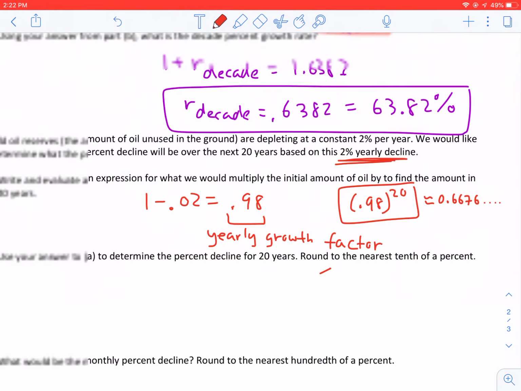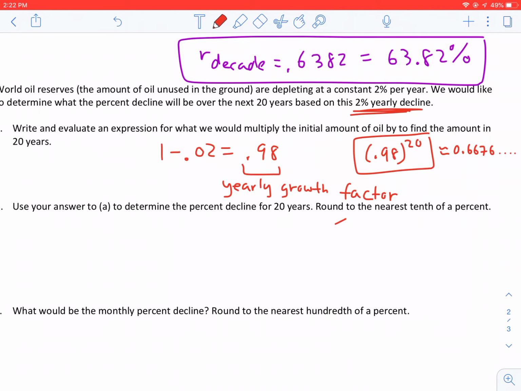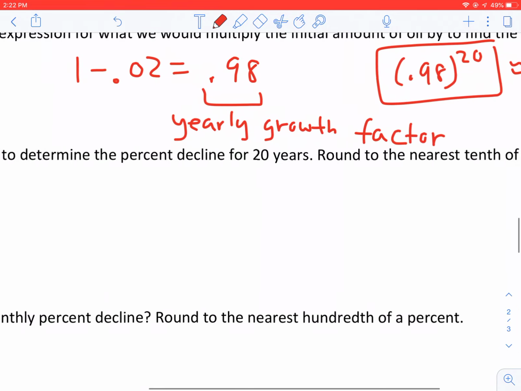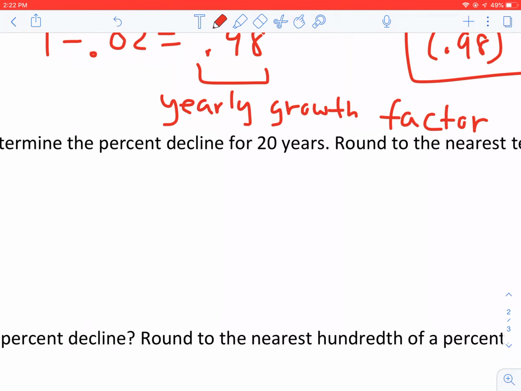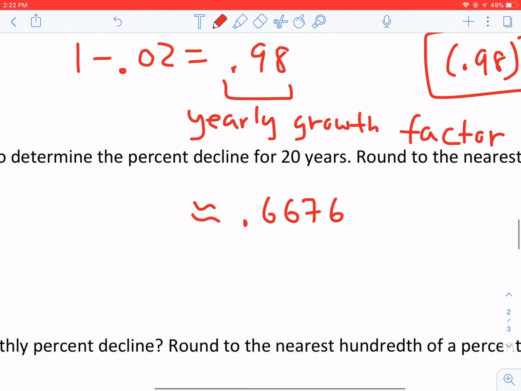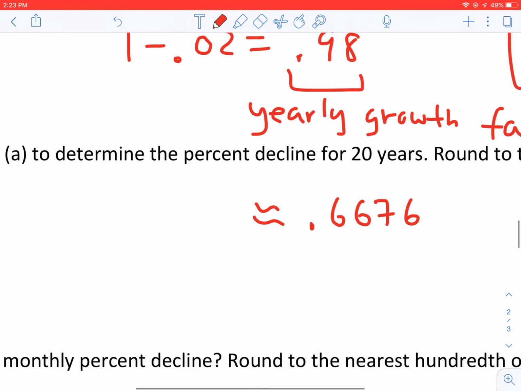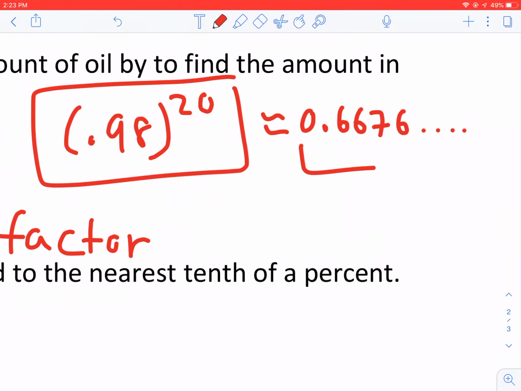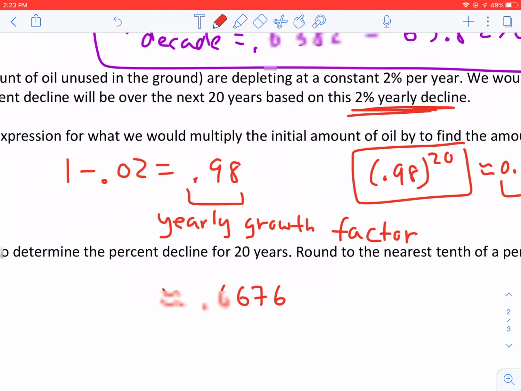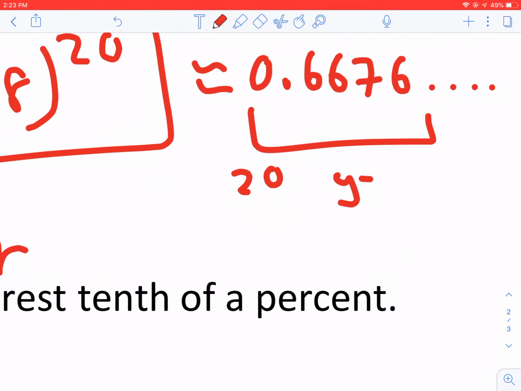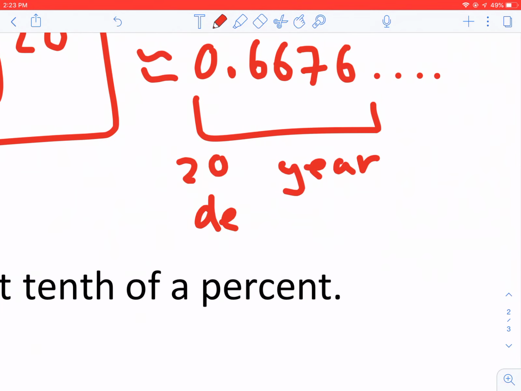Use your answer to A to determine the percent decline for 20 years. So after 20 years, we're going to have 0.6676. This here is our 20-year decay factor.